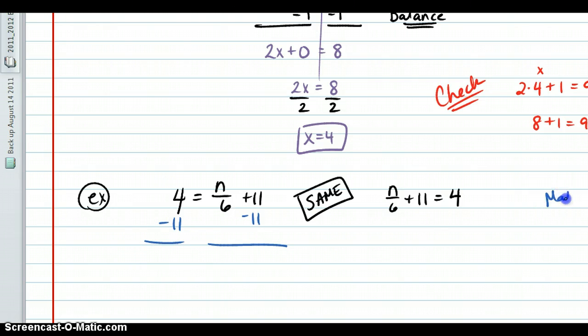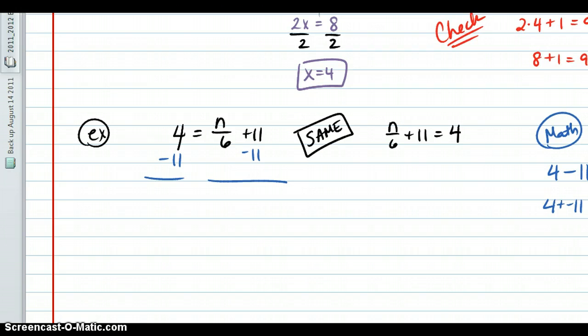Let me do the math over here on the side. 4 minus 11, I can rewrite that 4 plus negative 11, and when I set that up, I will be subtracting. I will in fact get 7, and it's going to be negative because of that negative 11. Lots of things to think through. It helps to write it down. Negative 7 equals n over 6 plus 0. You don't have to write the plus 0 in.